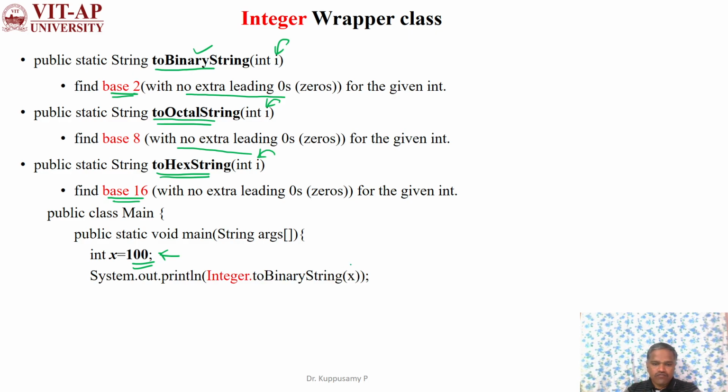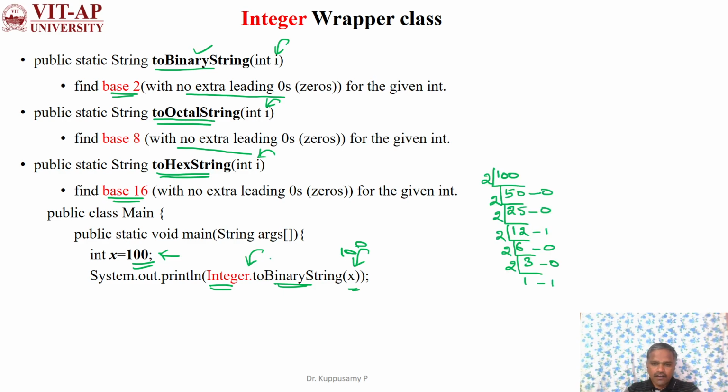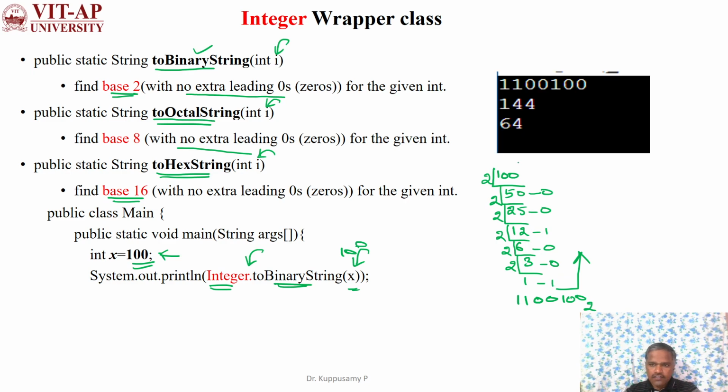Then I am transforming this integer value 100 into a binary string, and then that binary string is converted into an integer value by using the wrapper class Integer. For example, for 100 we get the digits 1100100. Here we move with the bottom-up approach, 1100100, base 2. So now this is the output we got when we executed this program.